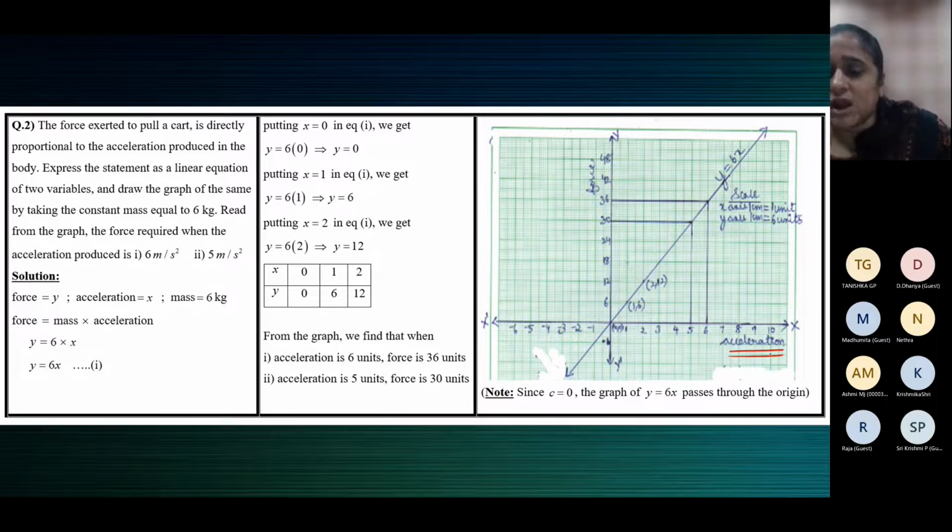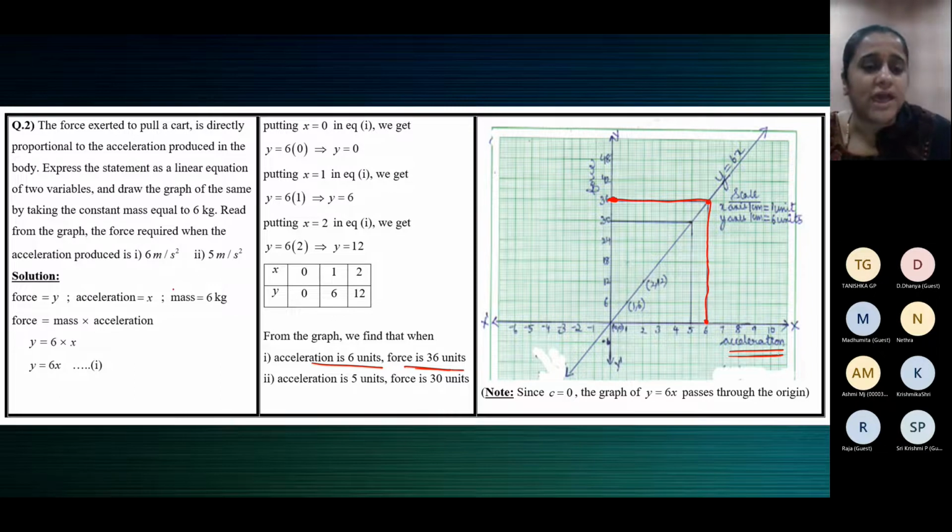So acceleration is along the x-axis. When the acceleration is 6 meters per second square, see here, you need to go up. All of you listen, go up till you hit the graph line. So here you hit the graph line. And when you hit the graph line, draw a line parallel to the x-axis so that it touches the y-axis, like this. So what is the value of force you see there? 36. So when acceleration is 6 units, the force is 36 units.